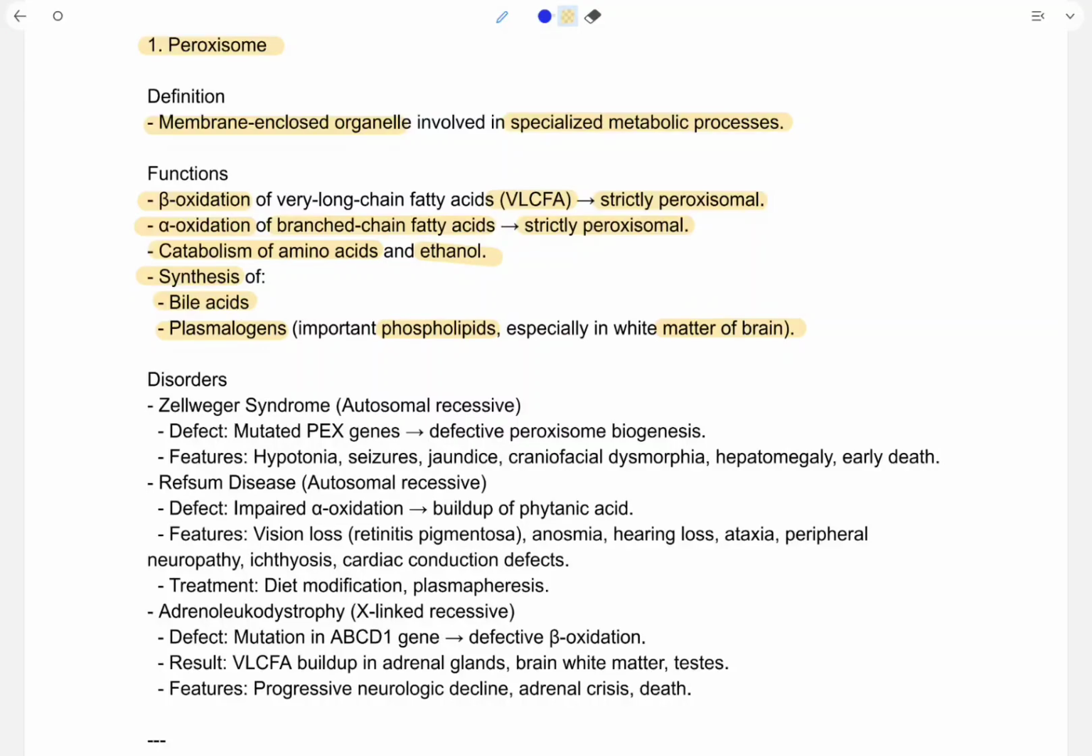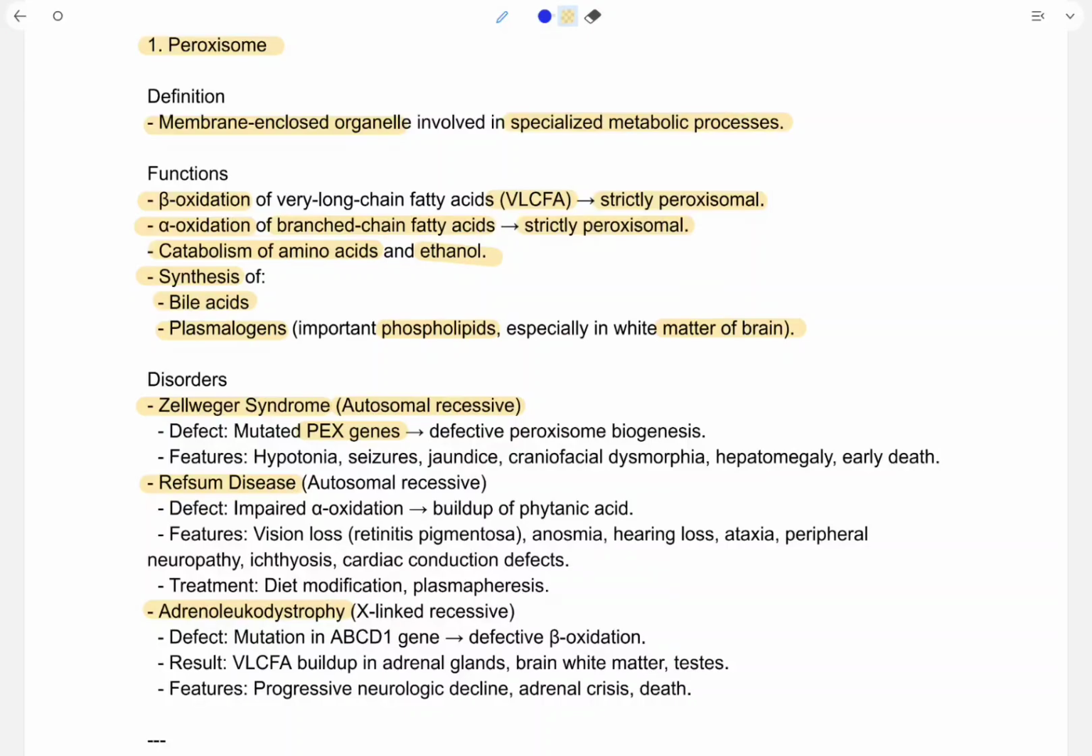There are some disorders related to the peroxisome: Zellweger syndrome, Refsum syndrome or Refsum disease, and adrenoleukodystrophy. Zellweger syndrome is autosomal recessive. It is caused by a defect or mutation in the PEX gene.